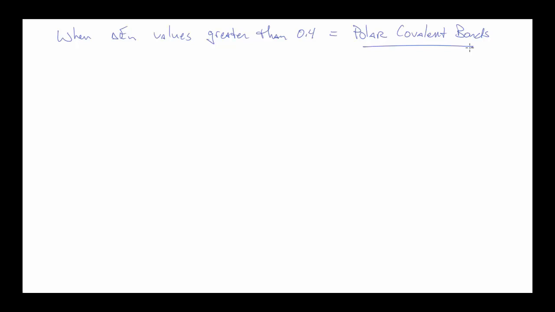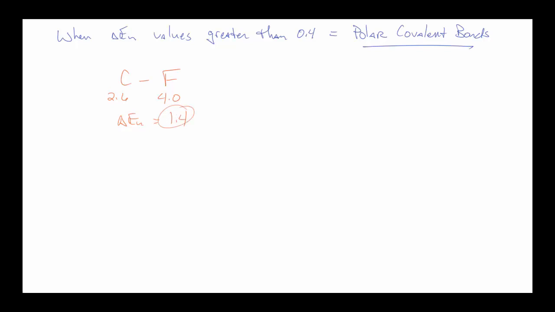0.4, we end up with a polar covalent bond, and the polarity is caused by that high electronegativity element pulling the electrons towards itself, so we get that asymmetrical distribution of electrons. An example that I'll show you here is a carbon-fluorine bond. Well, we've seen the electronegativity value of carbon is 2.6. Fluorine is 4.0, and so my difference in electronegativity here is actually 1.4.